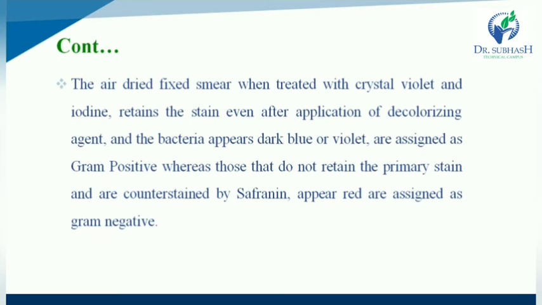So what was the difference between gram negative bacteria and gram positive bacteria? Gram negative bacteria appear red in color while gram positive bacteria appear dark blue or violet. In gram positive bacteria, crystal violet, the primary stain, is retained even after application of the decolorizing agent, while in gram negative bacteria, the crystal violet stain is not retained even after application of the decolorizing agent. Due to that reason, they are counterstained by safranin and appear red in color.